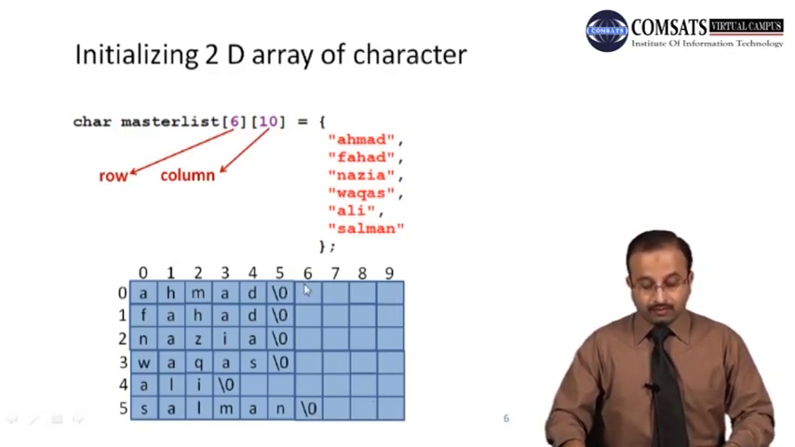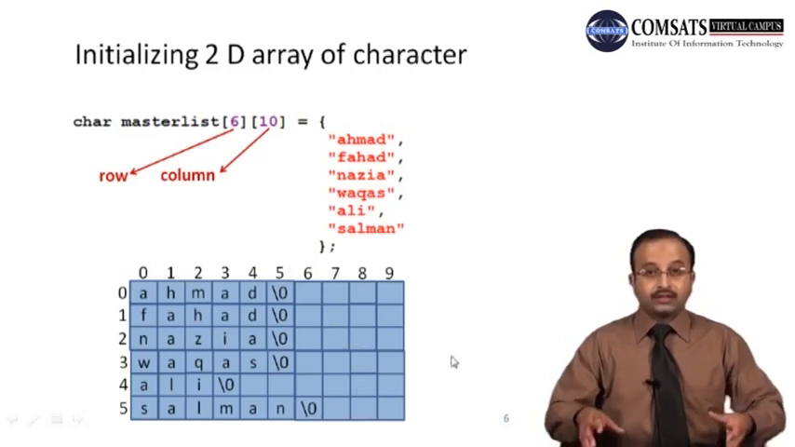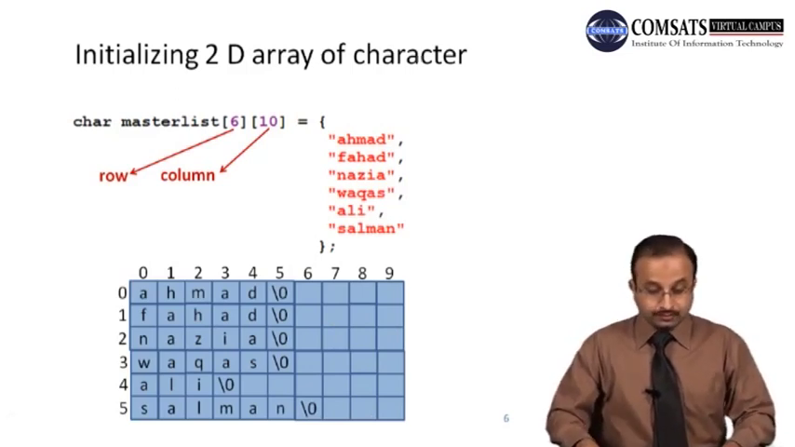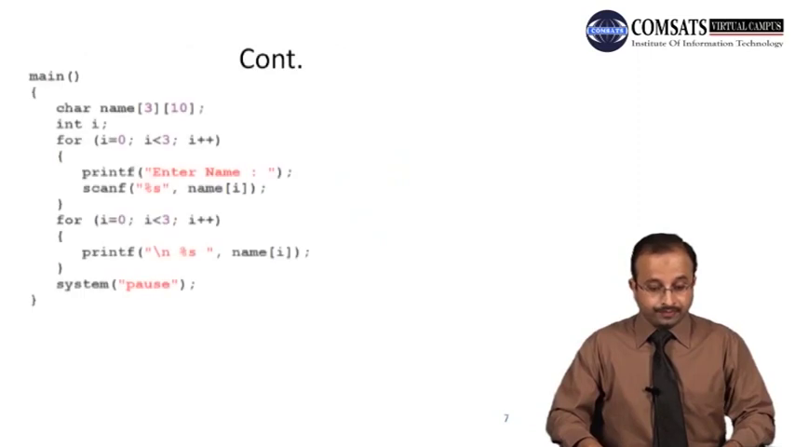So these bytes are being wasted in the program, because our first string is just Ahmed, and we are wasting here 1, 2, 3, 4 bytes. Same is the case with the second row. We are wasting 4 bytes here, 4 here, 4 here, 6 here, and 3 here. Right? We can avoid this wasting. We will see how. So this is one way of initializing a two-dimensional array of characters.